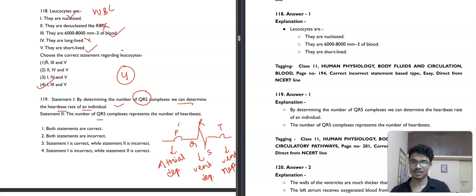The number of QRS complexes represents the number of heartbeats, that is ventricular depolarization, that is ventricular systole, the pumping of blood. So it is correct. Both statements are correct. First option is our correct answer.